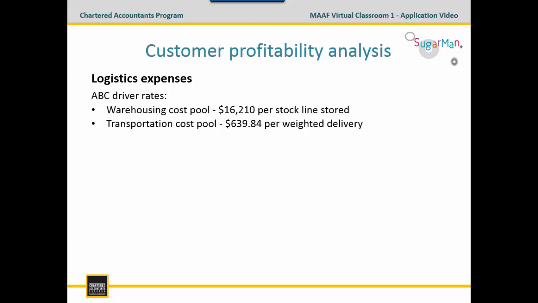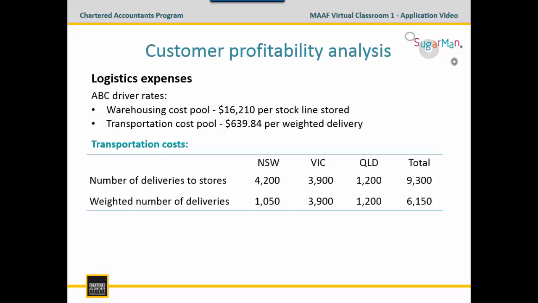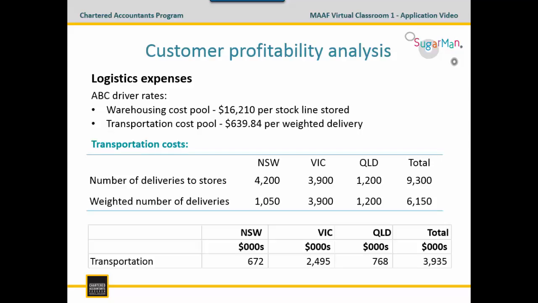Now let's look at the transportation activity. We can use the driver calculated earlier to assign the transportation costs to the customer segments. If we use the driver rate of $639.84 per delivery, we need to remember that it is appropriate for interstate deliveries and that this rate would need to be applied to the 1,050 weighted New South Wales deliveries.